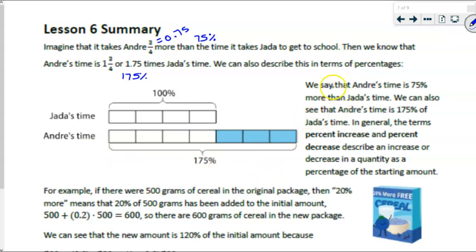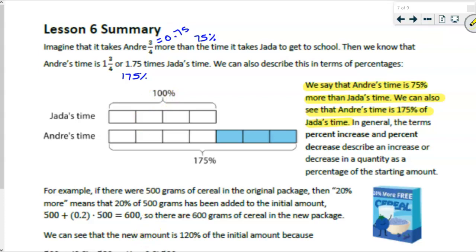That model, I think, really clarifies that. We say that Andre's time is 75% more than Jada's. So we can say it's increasing or it's more than. But we can also see that Andre's time is 175% of Jada's time. So we can talk about it in those two ways. We can say 75% increase, or we can just compare the new total amount, 175% of the original, of Jada's time.